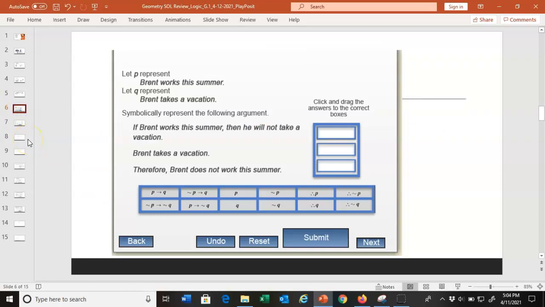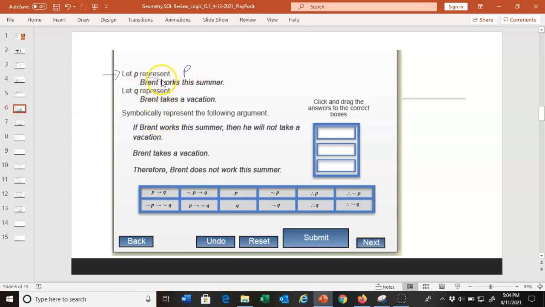Don't forget at any time, you guys can pause this recording to try these on your own and come back for the answers. So when you first see this problem, I don't know about you guys, but it looks like there's a lot going on. And when you come across a problem like this, I don't want you to immediately feel stress, because if we just look at it, you'll see it's fairly simple. We're basically matching, honestly. Look, they tell us to begin with that P equals Brent works this summer. So that's it.